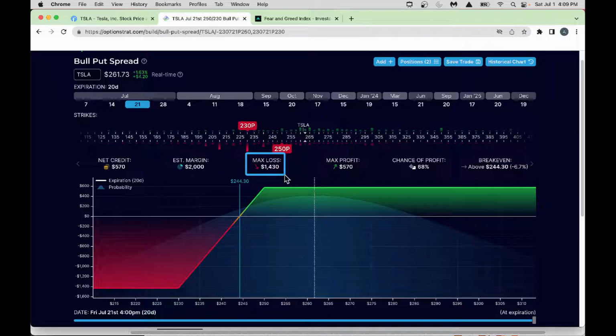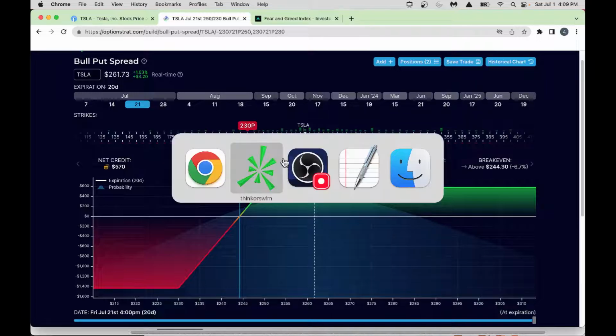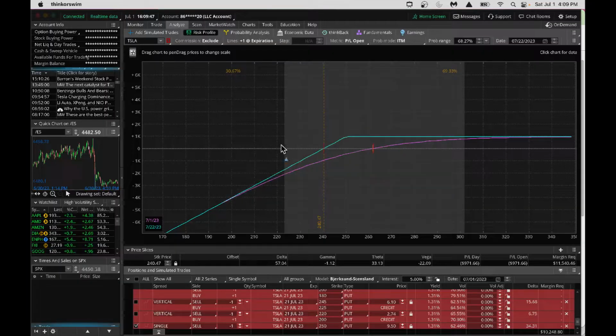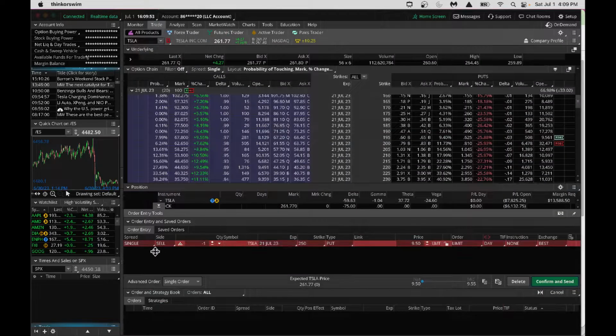You could go for a $20 wide spread, as you can see here, which is a great way to make money with a bullish stock like Tesla and go from there. And I could do the same thing here in the Thinkorswim platform. So as you can see here, let's go back here. All right, so we got right here selling Tesla 250.